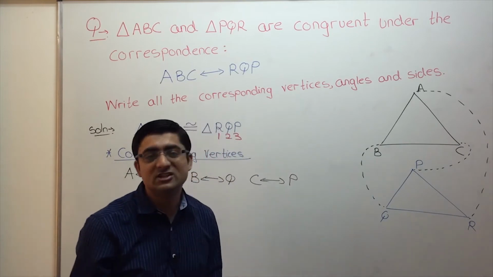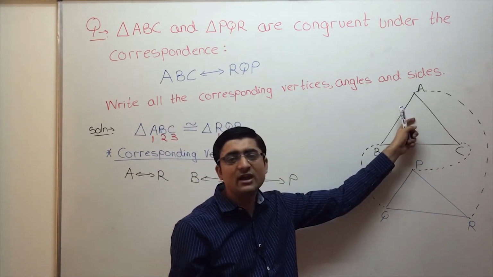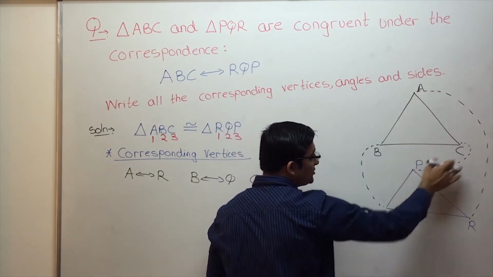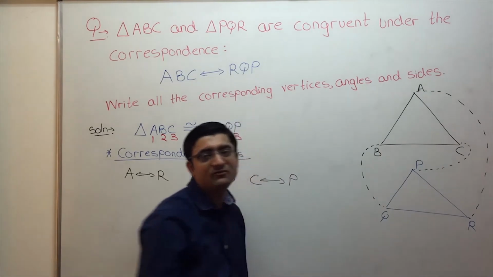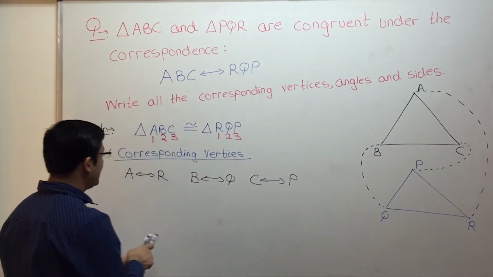This is the meaning of corresponding vertices. That is, if I cut out this triangle, how should I place it on this triangle so I get a perfect match? So R has to come on top of A, P has to come on top of C, Q on top of B. That is the meaning of corresponding vertices. Next, corresponding angles.